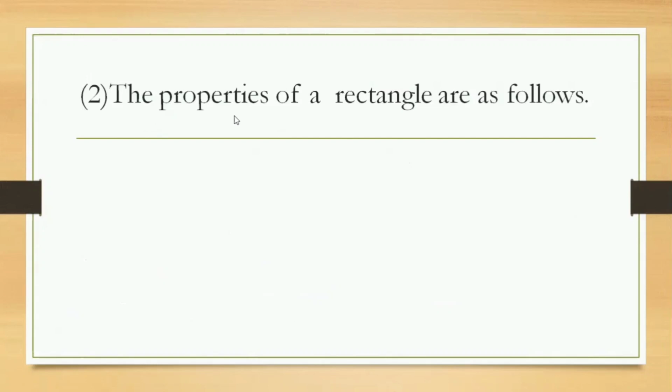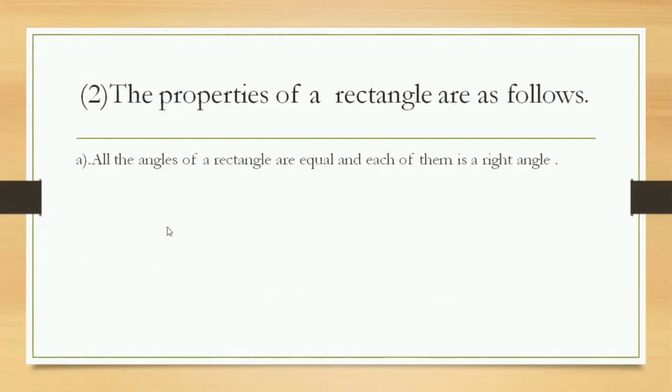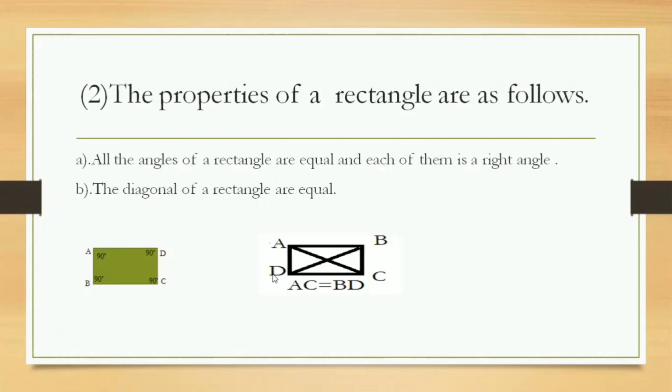Next one, the properties of a rectangle are as follows, that you have to learn here in grade 8. All the angles of a rectangle are equal, and each of them is a right angle. If this rectangle is ABCD, each angle will be 90 degree, 90 degree, 90 degree, like this. And similarly, the diagonals of a rectangle are equal. That means in this ABCD, one diagonal is AC and the other diagonal is BD, and they will be equal in length. These two properties you have learned in grade 8.